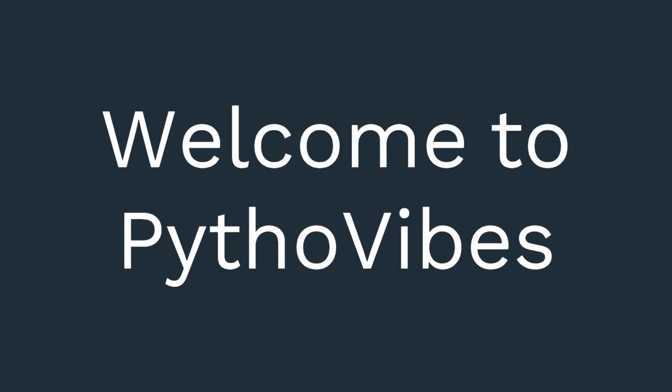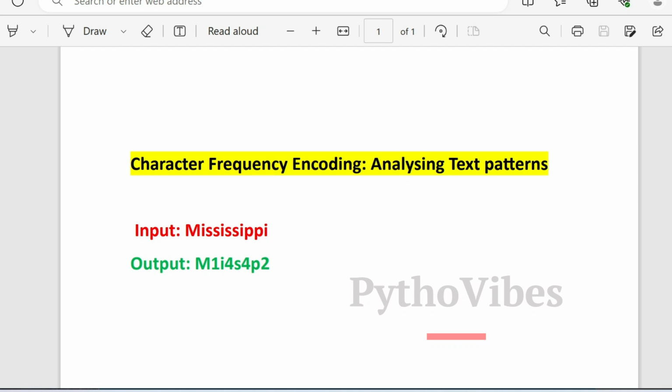Our next interview question is character frequency encoding. This comes under the analyzing text patterns type of program. Here we have some input like Mississippi, and the expected output is M1, I4, S4 and P2. If we analyze this input, M exists once, I exists 4 times, S is also the same, but P exists twice. So that's the reason P2 is written in the output.